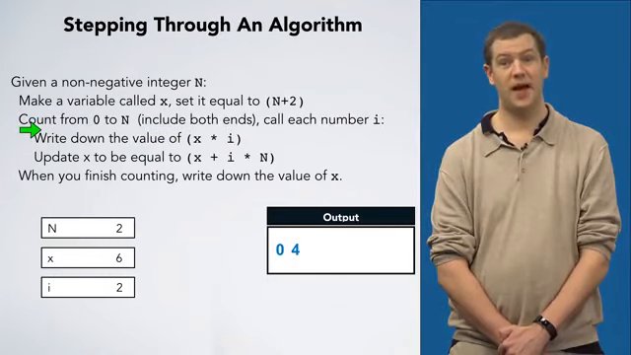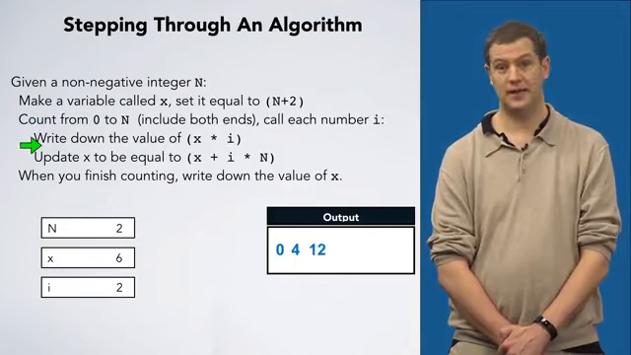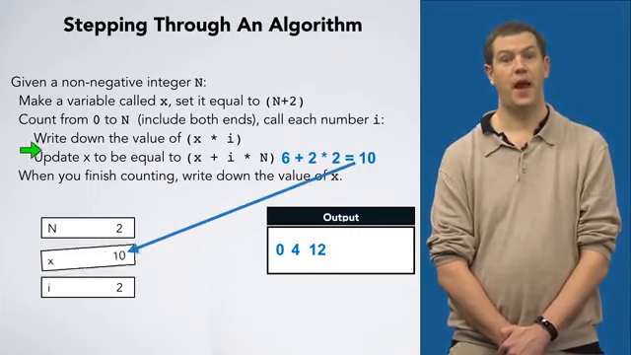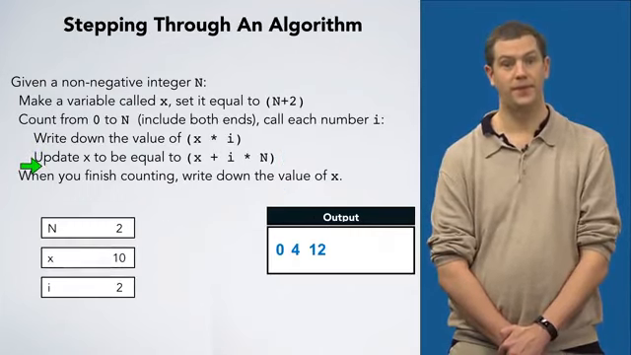Now, x times i has the value 12, so we write down 12 in our output, and we go to the next step. Our next step says to update the value of x again. Evaluating x plus i times n, we get 10 this time, so we update the value of x to be 10, and move past that step.